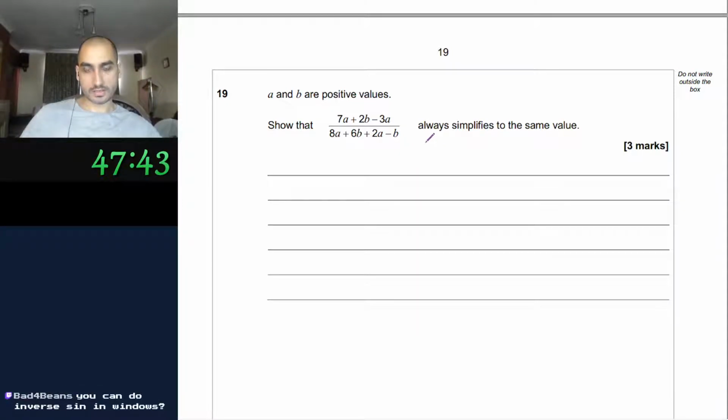Okay, so you can do inverse sine in Windows? If you can, by all means let me know how. I couldn't find the button anywhere on it, at least in scientific mode.